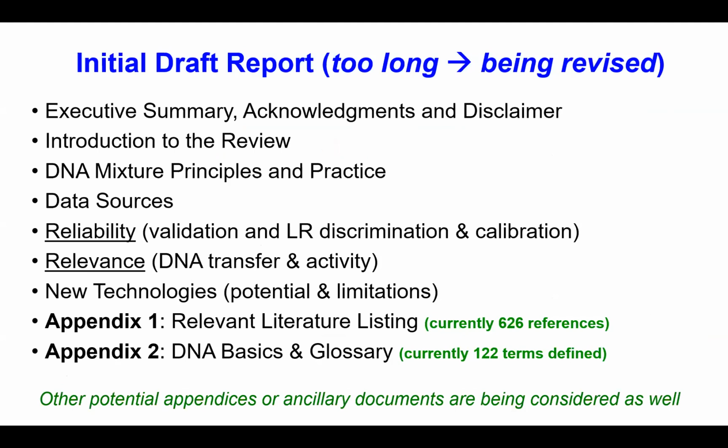So our initial draft report was too long. That's one of the feedbacks we got from our resource group, and we're in the process of revising it. So we'll have an executive summary, acknowledgments and disclaimers, an introduction. We'll go through the principles and practice, the data sources we used. And then the core, the meat of the report, really is around reliability and relevance. And there'll be an aspect on new technologies and then a literature listing and so on. We had other parts of the document that we're probably going to pull out and put into appendices, like the history or ancillary documents that may be available on the website that will go with this report.